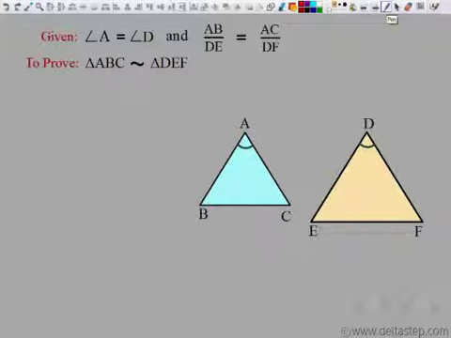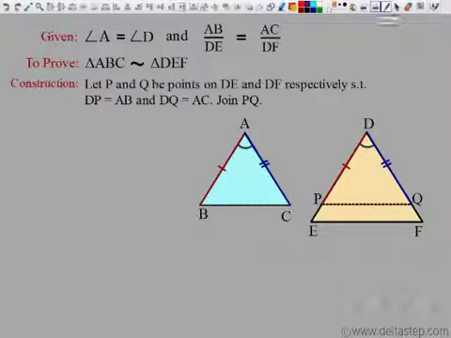So for that, let us first mark two points. I mark a point P on DE and I mark a point Q on DF, such that AB is equal to DP and AC is equal to DQ. Now I join P and Q. So I get this. DP is equal to AB, AC is equal to DQ, and I join P and Q. So now this is what I have.